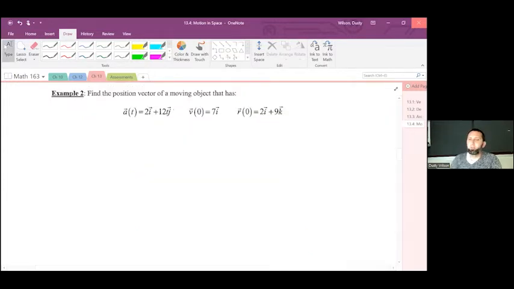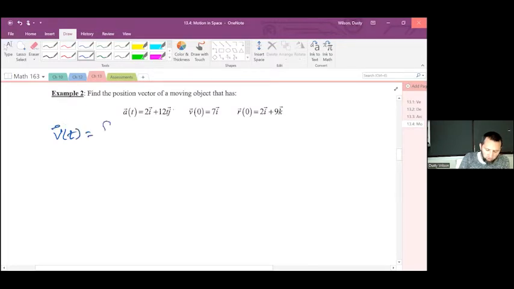Example 2, find the position vector of a moving object that has acceleration 2i plus 12t j, velocity at 0 equal to 7i, and position at 0 equal to 2i plus 9k. This question is similar to one that I believe we did a few sections ago, where we simply need to find some antiderivatives.